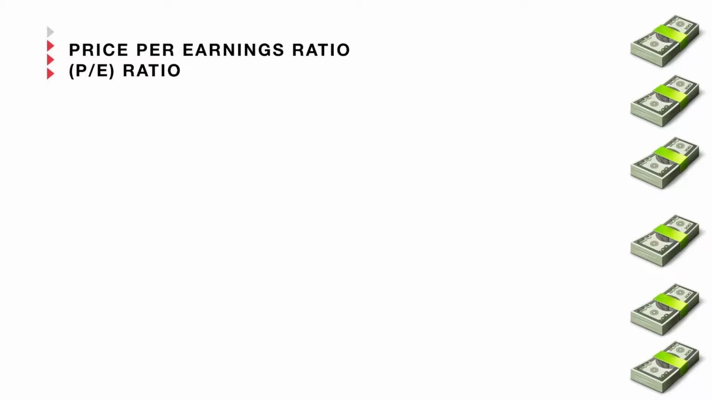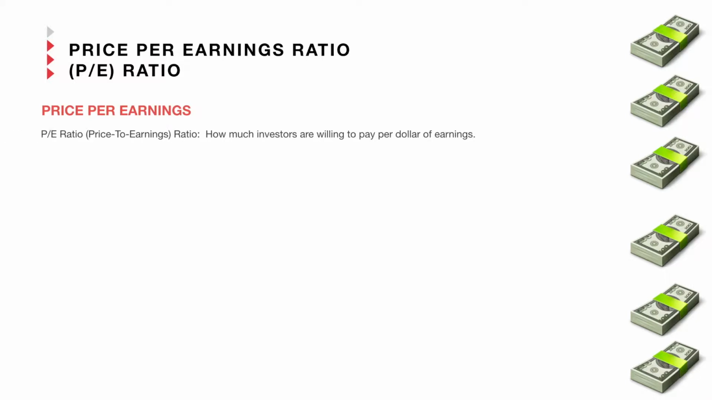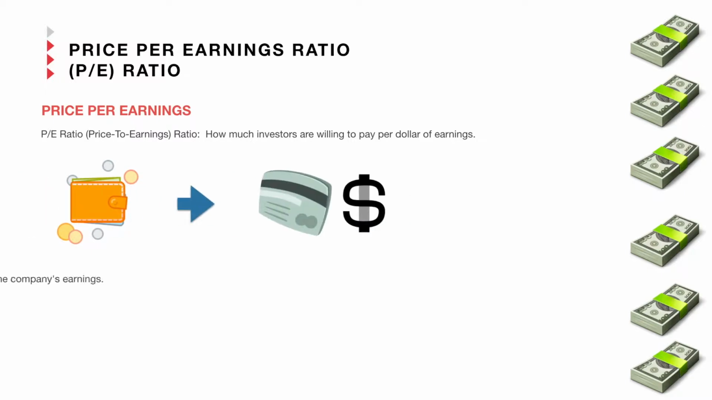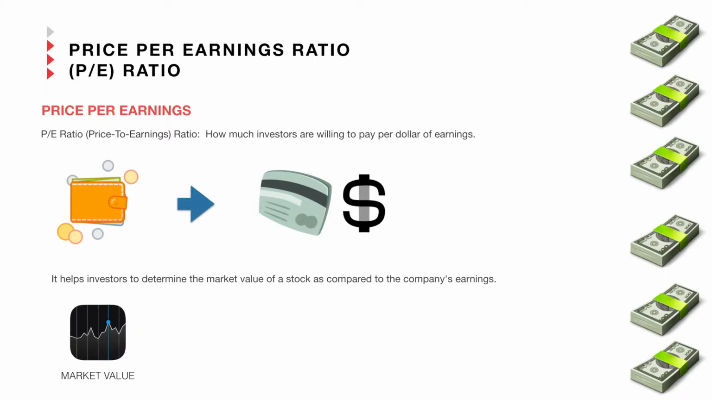Going to talk a little bit about PE ratio. The PE ratio, that is price per earning ratio, which means how much investors are willing to pay per dollar of earnings. It helps investors to determine the market value of a stock as compared to the company's earnings.